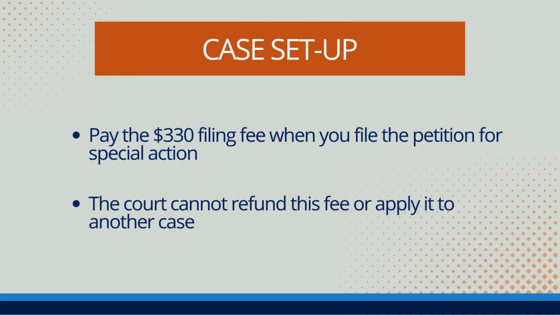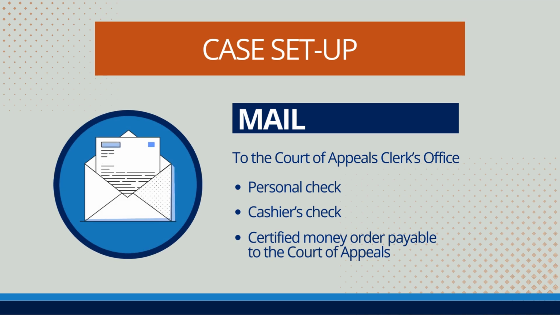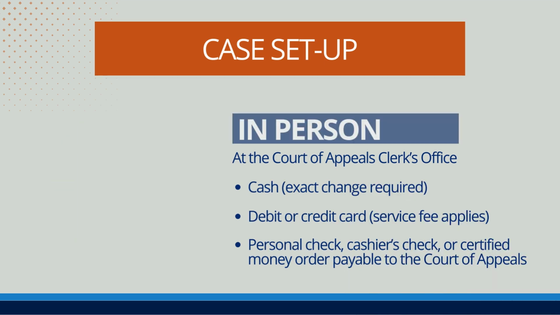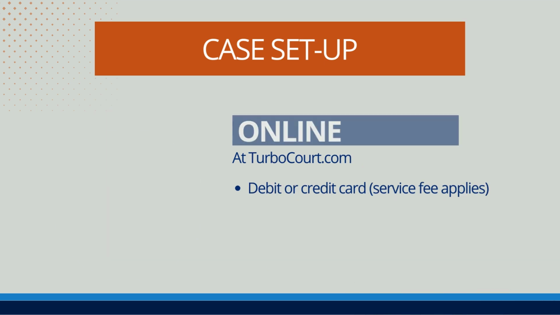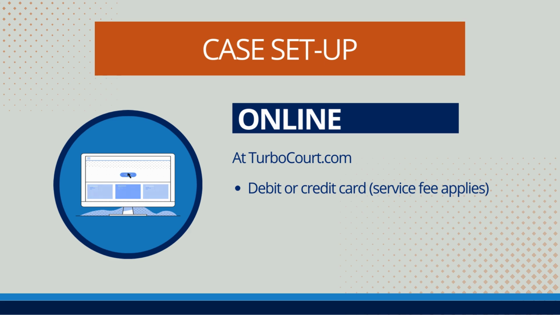When you file the petition for appellate special action, you must pay a $330 filing fee. The court cannot refund the fee or apply it to another case, no matter how the special action turns out. You can pay the filing fee by mail, in person, at the Court of Appeals clerk's office, or online through Turbo Court using a debit or credit card.